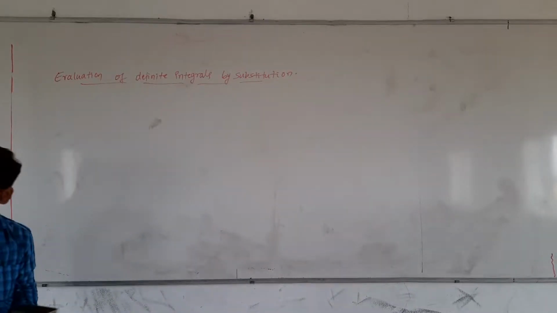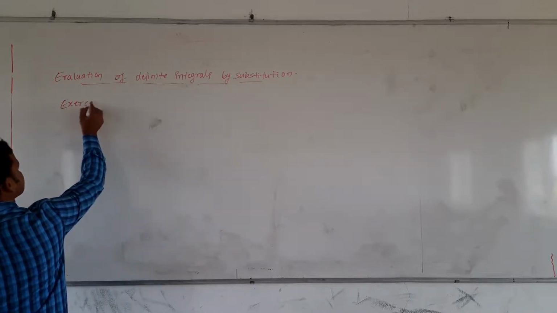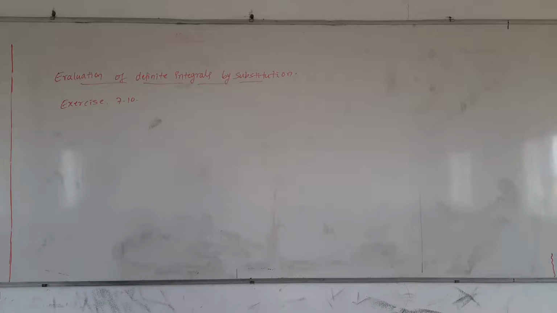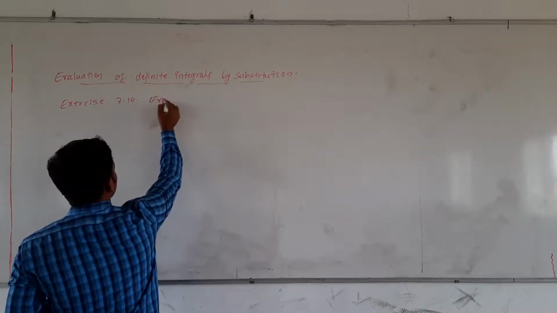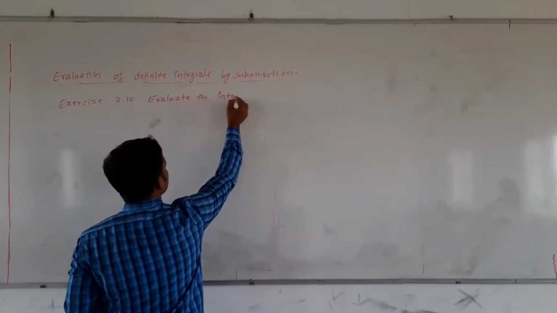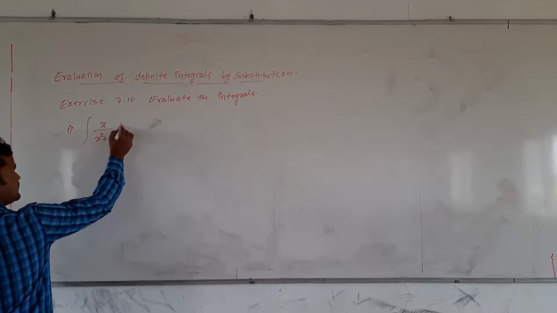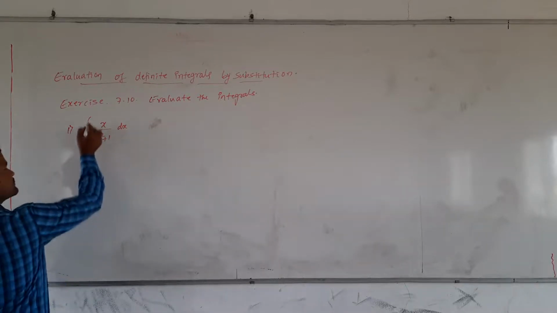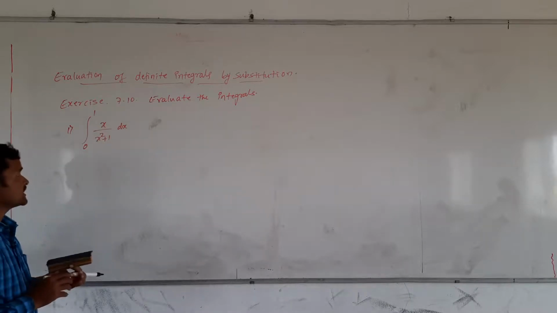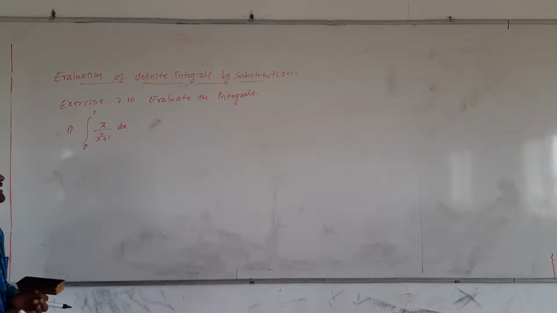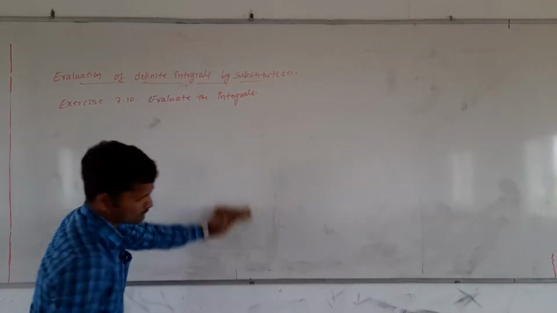Now let me take the exercise 7.10. Evaluate the integrals using substitution. In that, the first one is integration of x by x square plus 1 into dx from 0 to 1. How will you solve? Just substitute t equal to x square plus 1. If you differentiate, you will get x in that. Then change the upper and lower limits for the new variable and solve it. I hope you will get the answer. I am leaving this question also to you only.